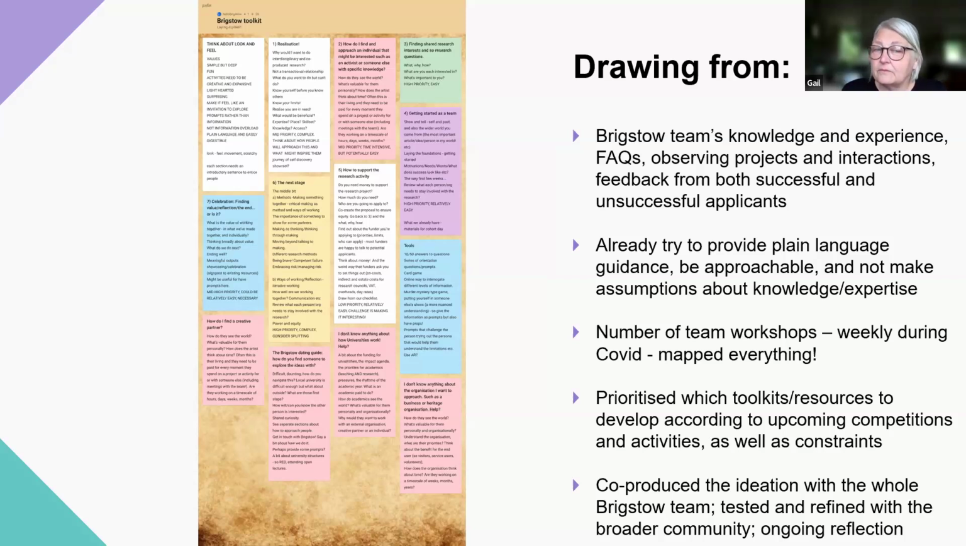We dealt with some conflict resolution in some of the projects. And we also get feedback from both successful and unsuccessful applicants. With a lot of our guidance for funding schemes, we already try to provide it in plain language. We always try to be approachable, and we don't make any assumptions about knowledge and expertise.